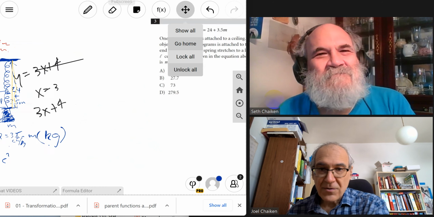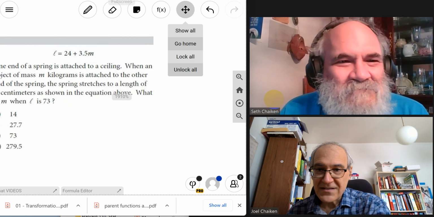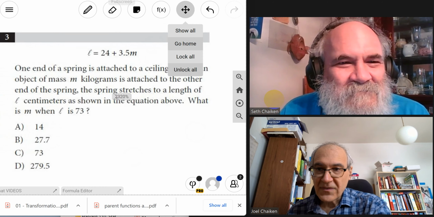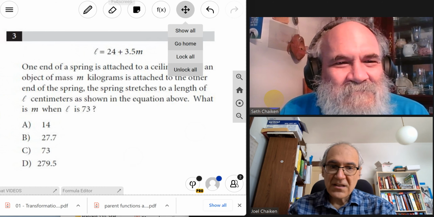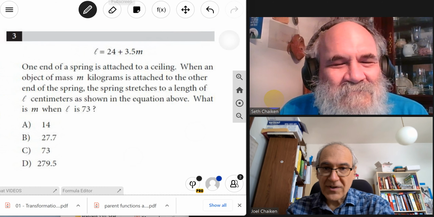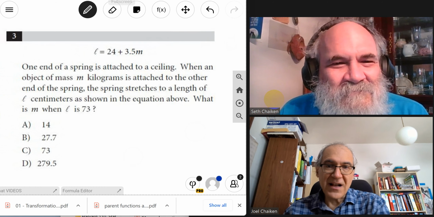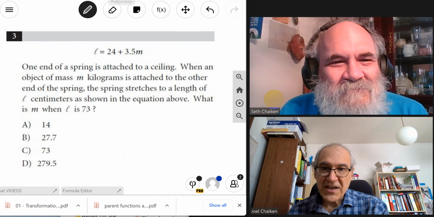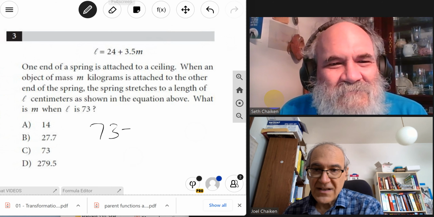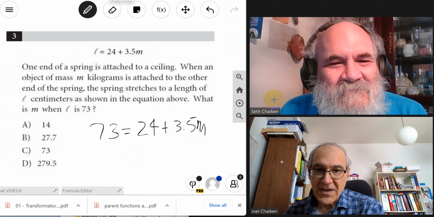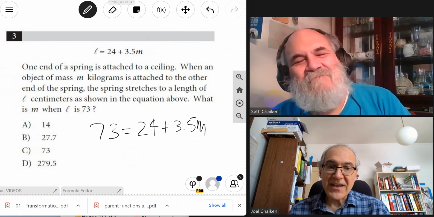So here's the question that is not messed up. We talked about this yesterday. This is a word problem with an equation. Essentially, you have to solve it. You read it, you digest it, and you realize that you have to solve this equation: 73 is 24 plus 3.5m. Now let's talk about if you have a calculator.